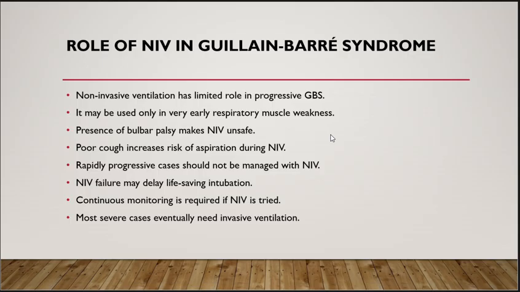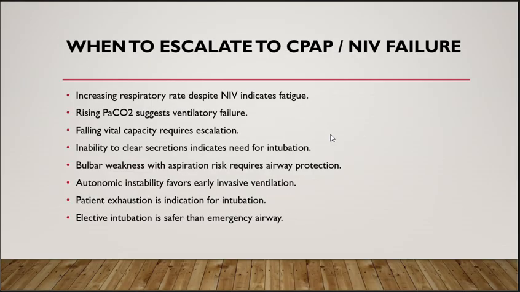And the role of NIV in GBS. NIV has a limited role in GBS. It may be used only when there is early respiratory muscle weakness and presence of bulbar palsy. Poor cough increases the risk of aspiration, and rapidly progressive cases cannot be managed with NIV. NIV failure may delay life-saving intubation. Continuous monitoring is required if NIV is tried. Most severe cases eventually need invasive ventilation.